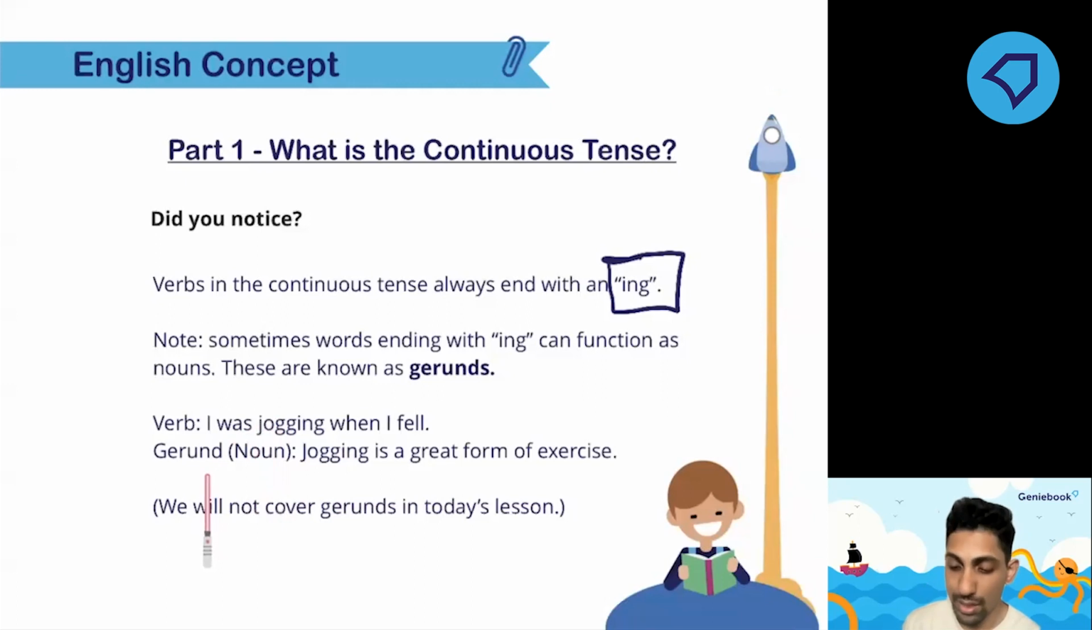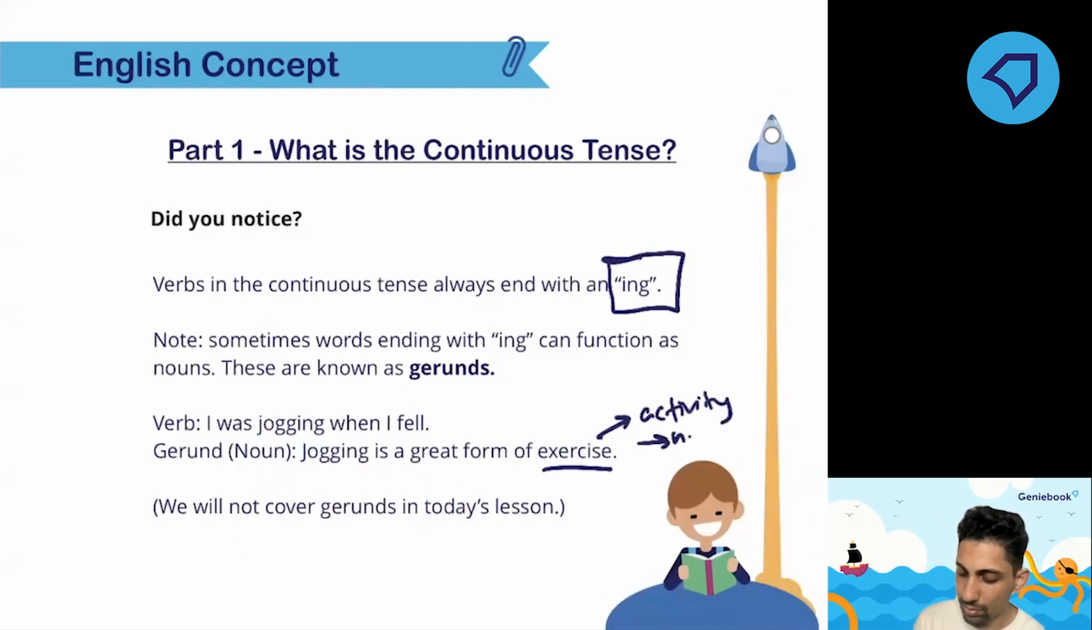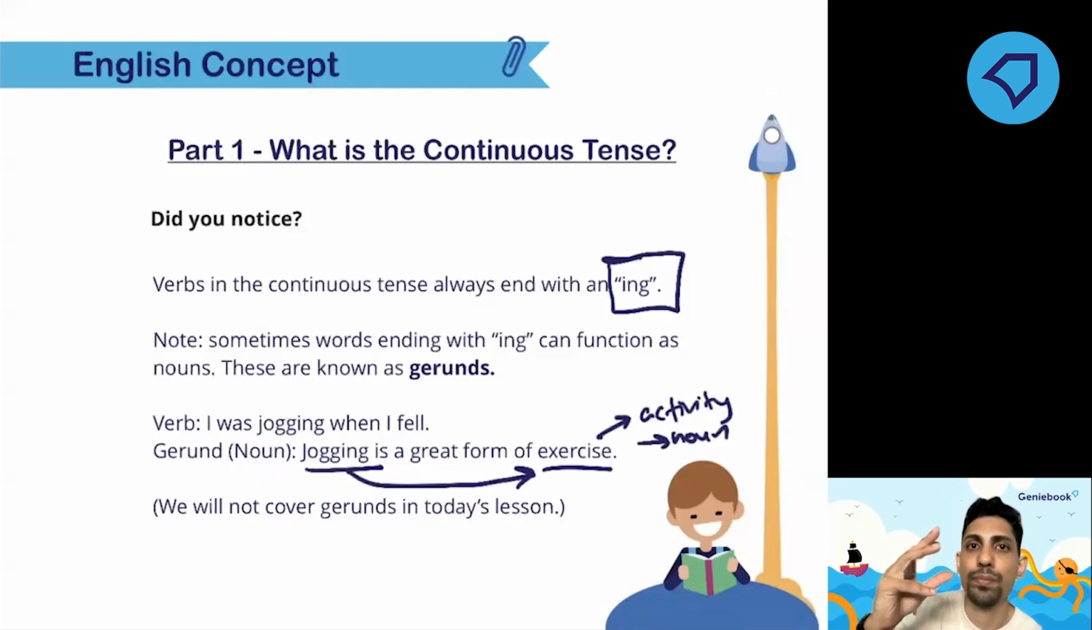But if you look at the second sentence, jogging is a great form of exercise. Exercise is an activity, right? It's a noun. Jogging is a kind of activity. Jogging is a noun. In this case, it's a noun. We're talking about jogging as a thing. All right? We're not talking about it as an action. We're talking about it as a thing.